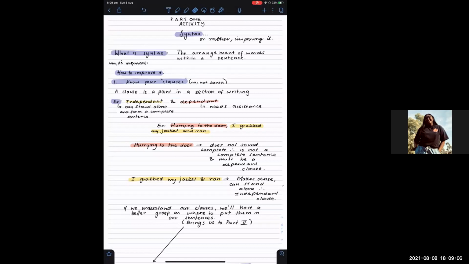Okay, so moving on. Very quickly, a clause, sorry, and we're not talking about Santa Claus in this case. I'm not trying to be funny. It has been mistaken before. It is C-L-A-U-S-E, clause. What it is, is just the point or the main idea of a section of your writing, and the section of your writing is your actual sentence, okay?